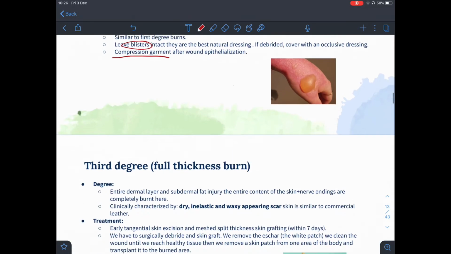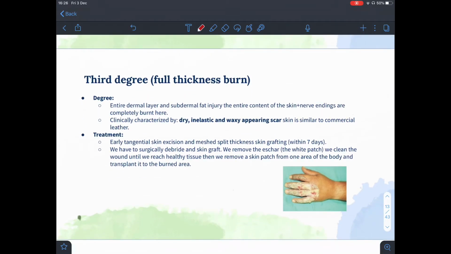طيب third degree burn the entire dermal area and the subdermal fat injury, the entire content of the skin and nerve ending are completely burnt here. so من الابيديرمس إلين آخر شيء إلين subcutaneous tissue. طيب كيف نشوفها؟ راح تكون skin dry inelastic ما تتمطط واكسي تشبه الجلد، so dry inelastic and waxy وتكون كمان لونها فاتح.